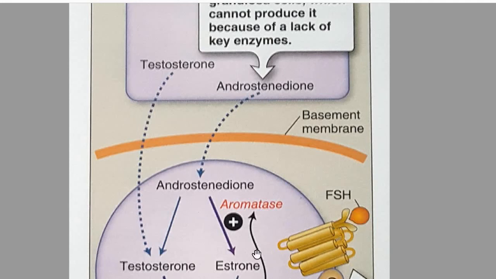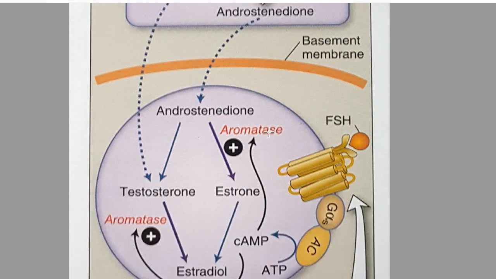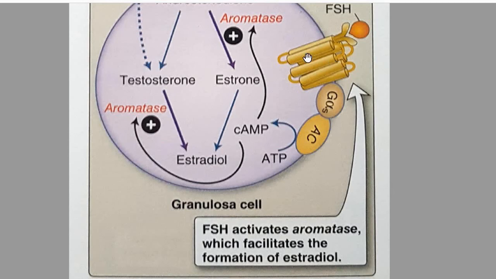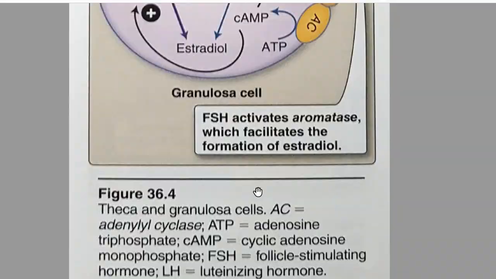FSH is attached, so it will go inside, and this androstenedione, the granulosa cells cannot produce it, so they will take the ready-made androstenedione coming from the theca cells, and then by the action of the aromatase in the presence of cyclic AMP, we are going to produce estrogen, and a small amount of testosterone is produced in the granulosa cell. So FSH basically activates the aromatase, which will facilitate the formation of estradiol.